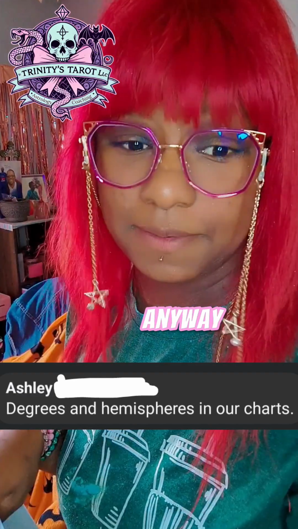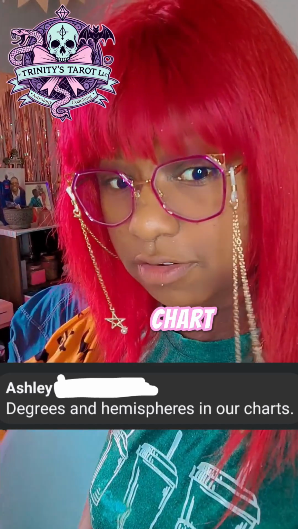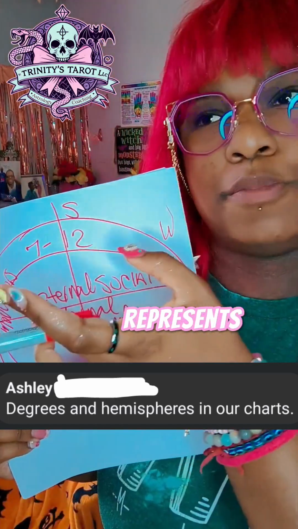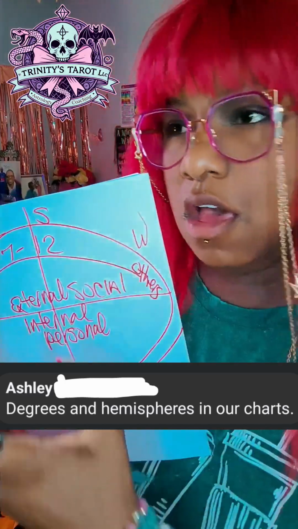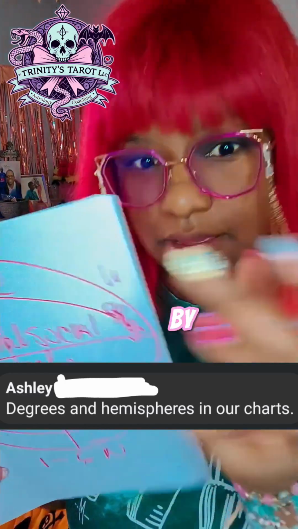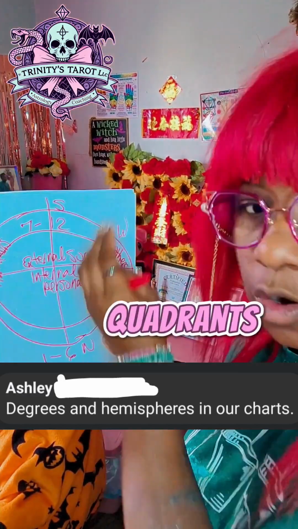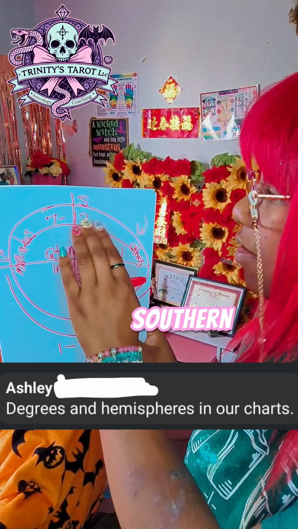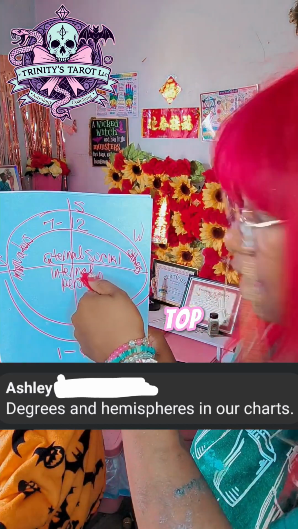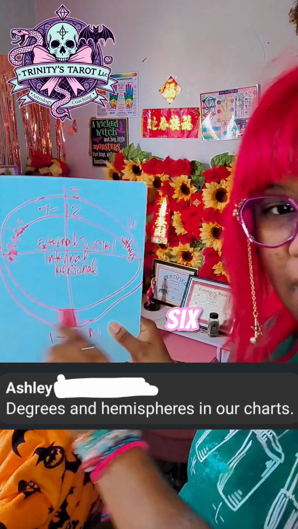So anyway, let's talk about hemispheres. There's a north, south, east, and west on the chart. Each cardinal direction on the wheel itself represents an area of influence that is being affected by the stuff in the chart. So your hemispheres are divided into 4 quadrants like a compass. Your southern hemisphere is houses 7 through 12. It's the top. And then your northern hemisphere is 1 through 6 at the bottom.